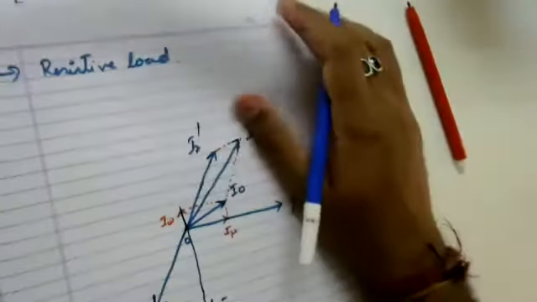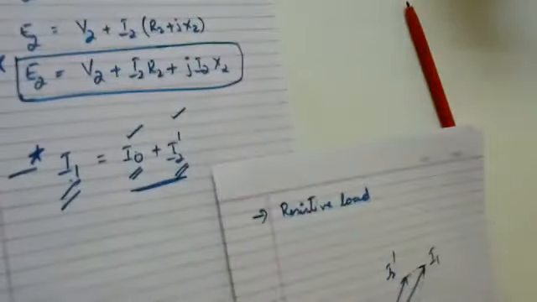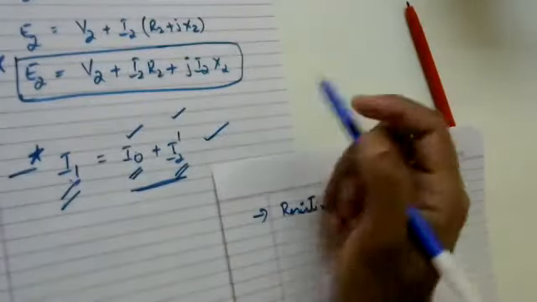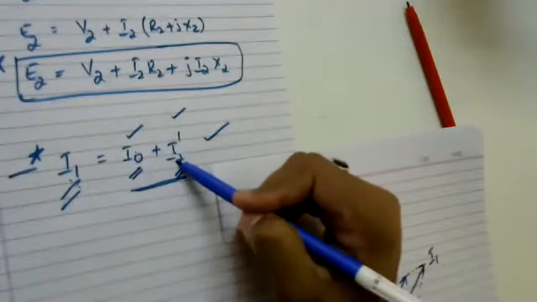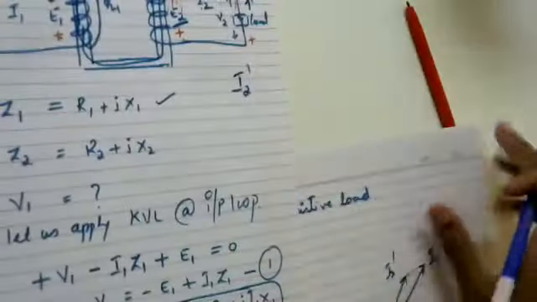So now what we'll do over here is, we have implemented this expression, that is I1 equals I0 plus I2 dash. Now we'll try to implement the equation that we have represented on the primary side.